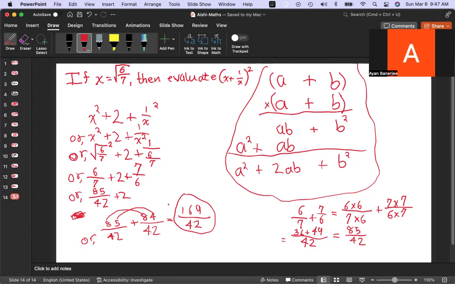And notice how we got this from this equation. So notice how our answer in the numerator is 6 plus 7, which is equal to 13, right? So the numerator is 13 squared. Notice how the denominator is 6 times 7.